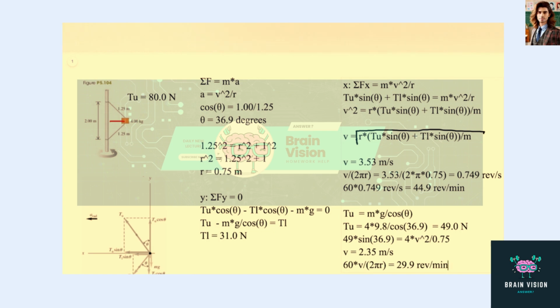Now, part D says what happens if the number of revolutions per minute is less than in part C. So if we have even less, if this block is moving even slower than 29.9. Remember, this was the point at which there's just no tension in this bottom wire here. In that case, it's as if this bottom wire was just not here at all. So we would have essentially just this block swinging freely, only supported by the top wire here.